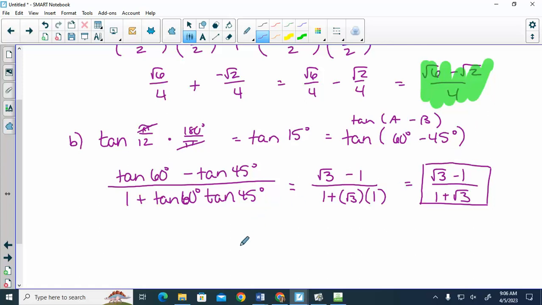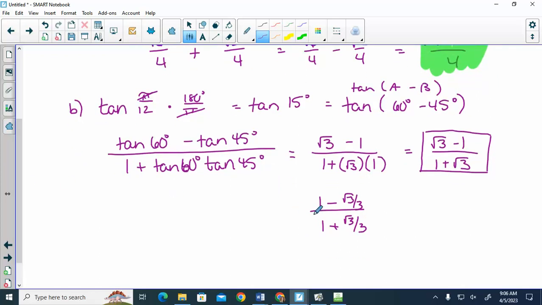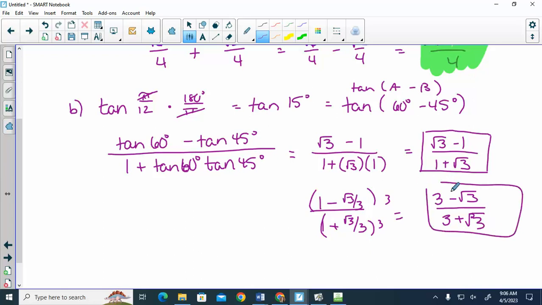And when I did that, 45 minus 30, I got to the point where it looked like (1 minus radical 3 over 3) over (1 plus radical 3 over 3). That is not an okay answer. What would I have to do here? Yeah, if you take everything times 3, you get (3 minus the square root of 3) over (3 plus the square root of 3). So this is an equivalent answer. If you put these in, they give you the same decimal.